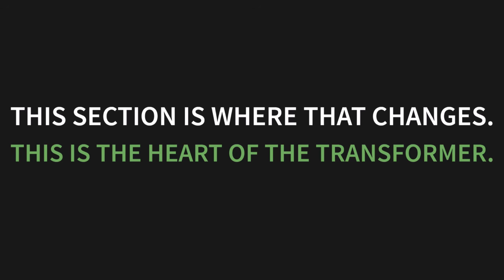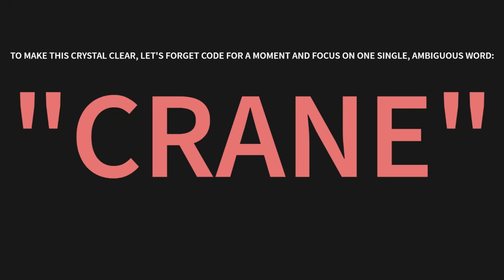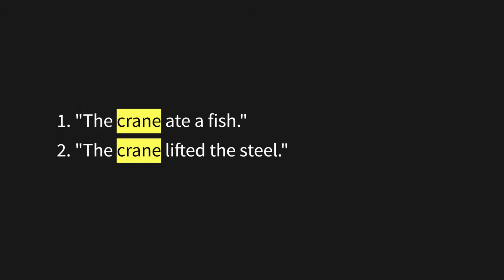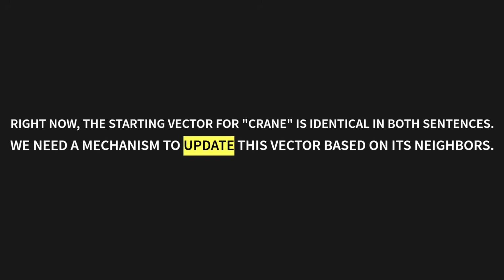To make this crystal clear, let's forget code for a moment and focus on one single ambiguous word. Crane. First sentence. The crane ate a fish. Here, crane is obviously a bird. Second sentence. The crane lifted the steel. Here, crane is a machine. Right now, the starting vector for crane is identical in both sentences. We need a mechanism to update this vector based on its neighbors.